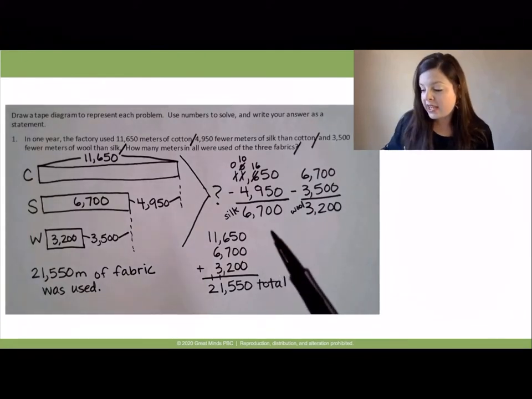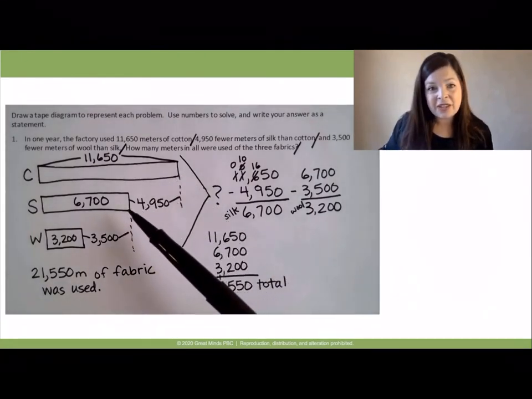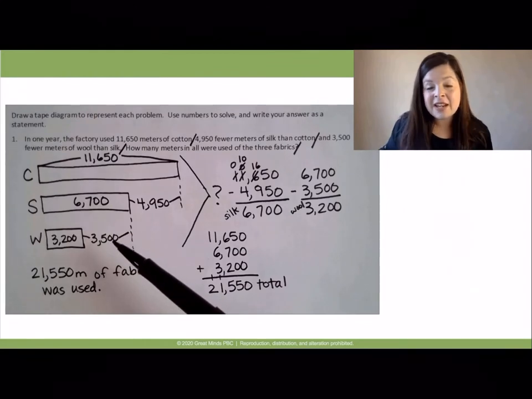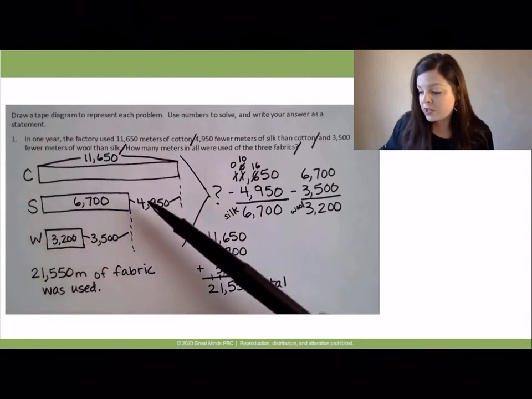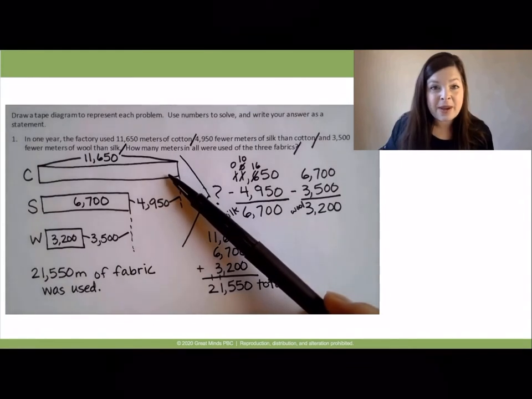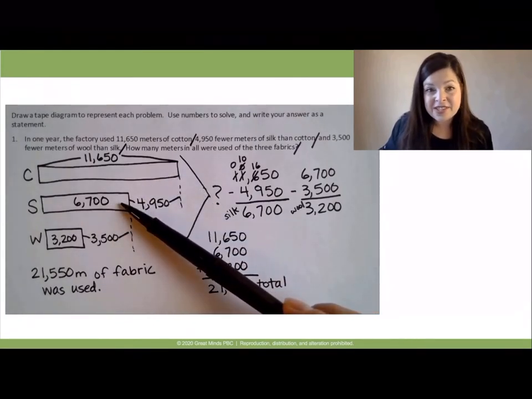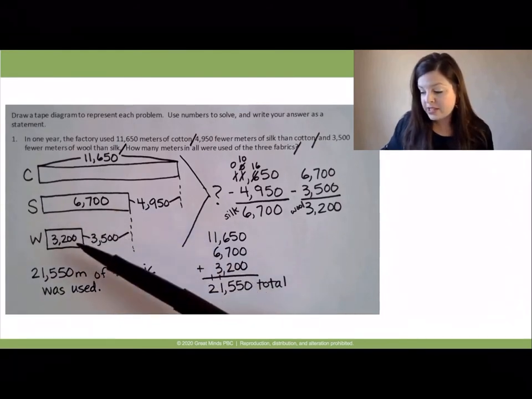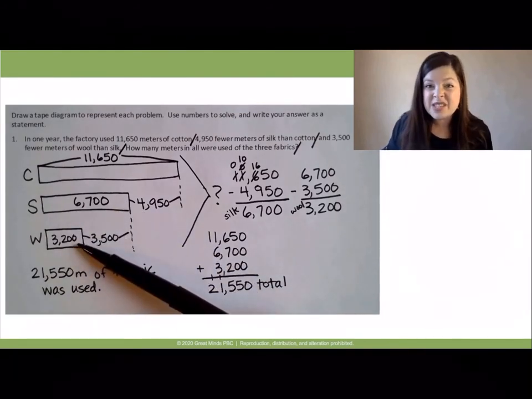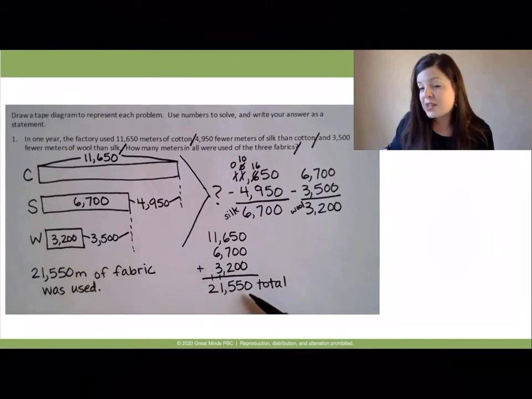Maybe you said, well, I can just round each of the amounts and then add up those estimations. So 11,650 is about 12,000, plus about 7,000 for the silk is 19,000, plus about 3,000 for the wool is 22,000. So that's really close to what we got, and so yes, our answer is reasonable.